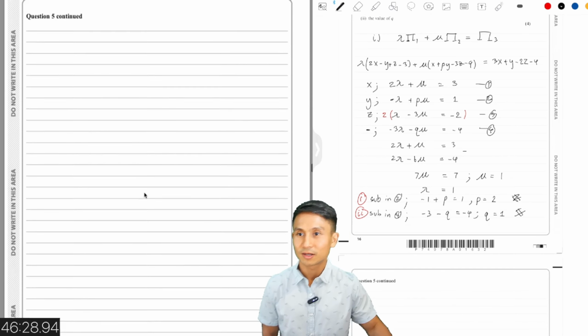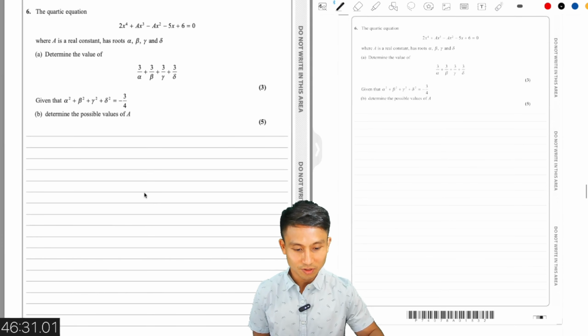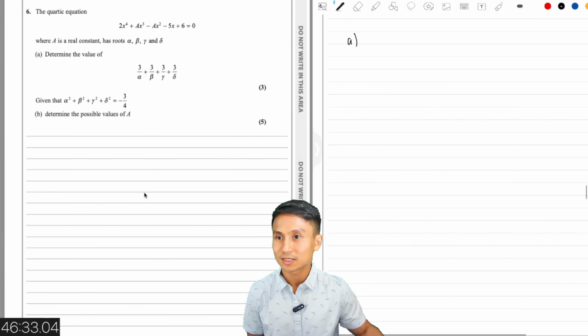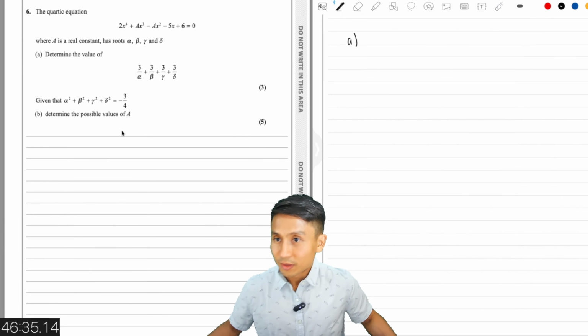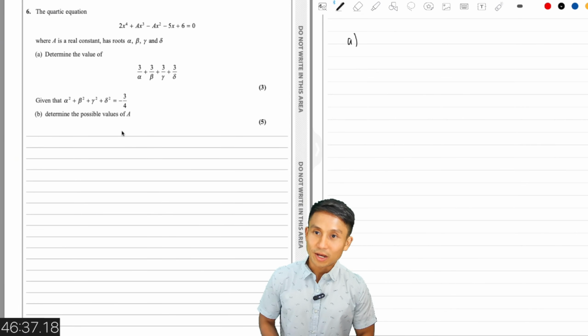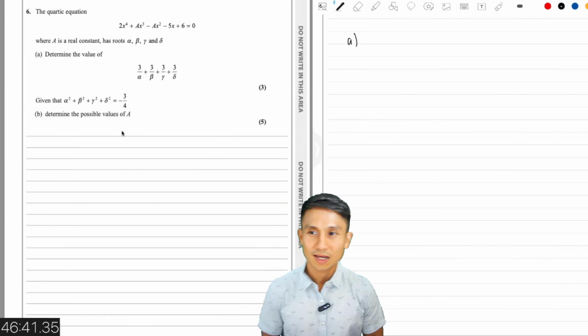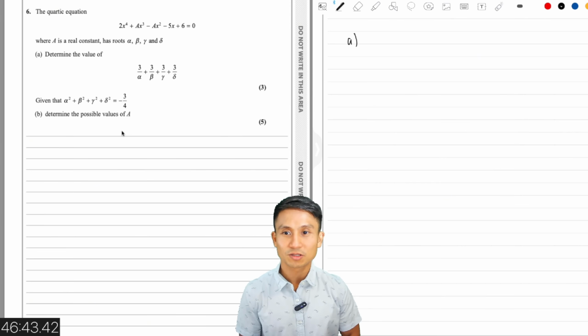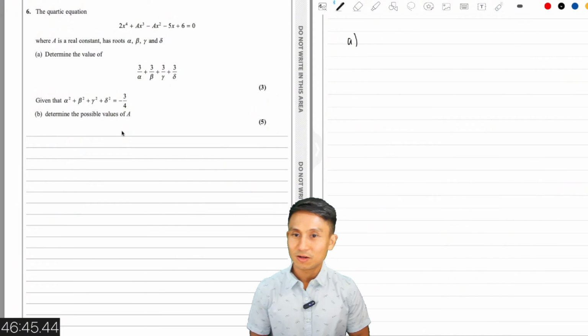All right, just going to go ahead and do number 6. Not too bad. Number 6, the quartic equation. They have A in both terms, right? Where A is a real constant, has roots. Nice. A, determine the value of these.